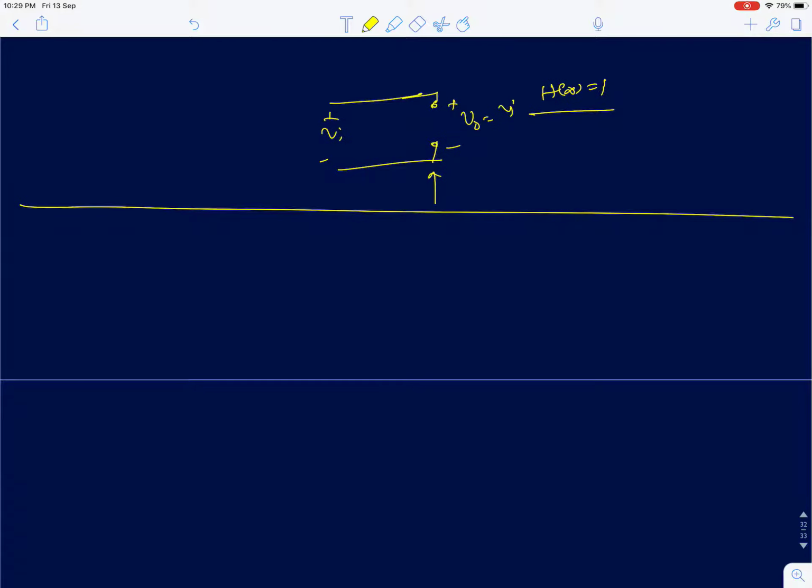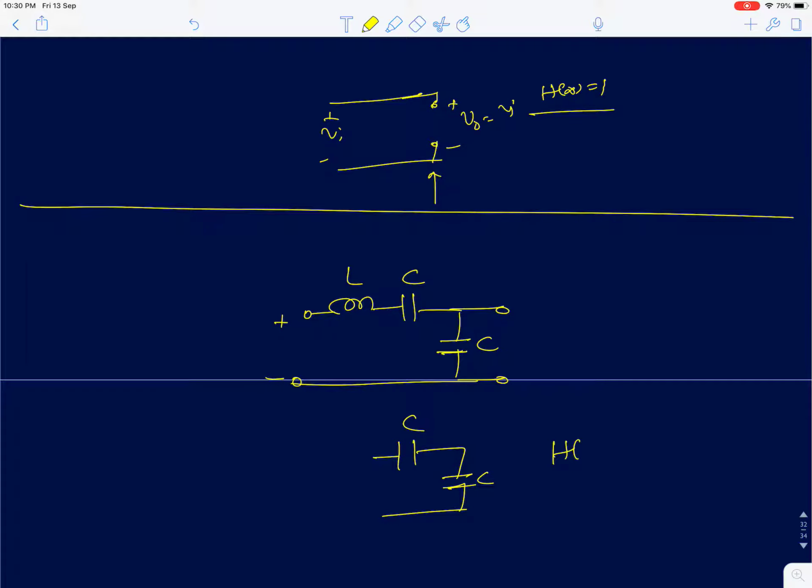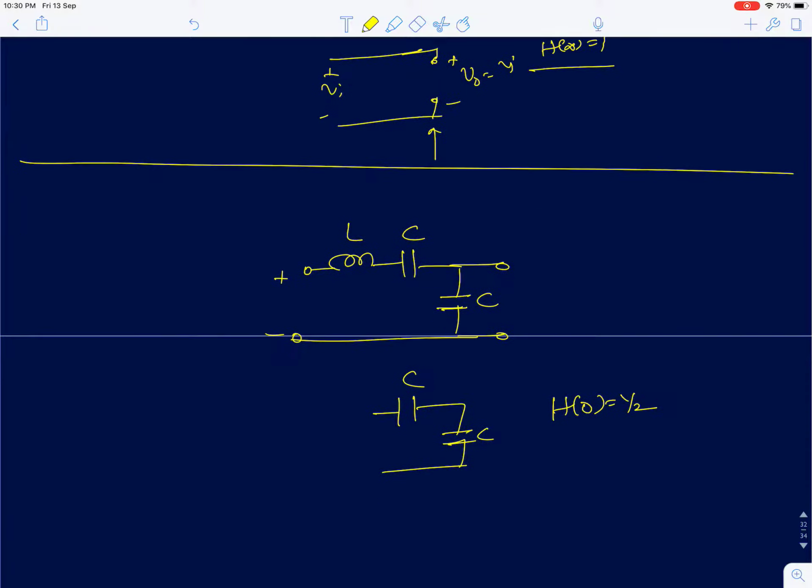So now we'll take a few more simple examples and try writing the transfer functions. Again, this circuit will reduce to C and C at low frequencies. So your H of 0 will be half.